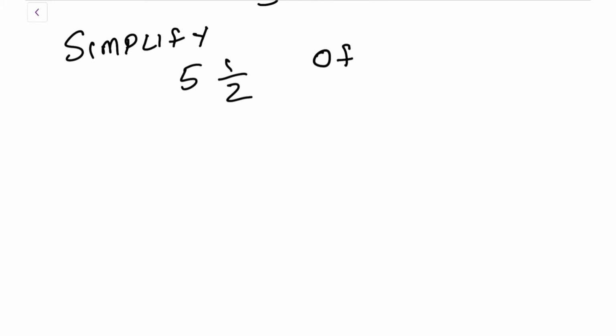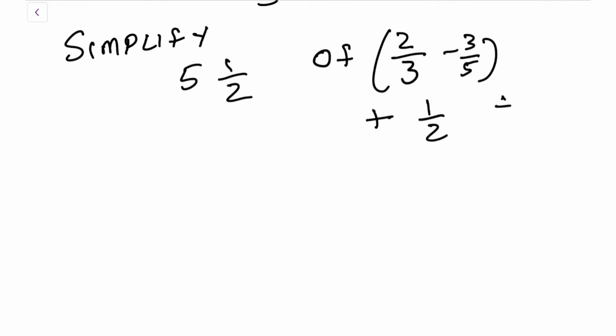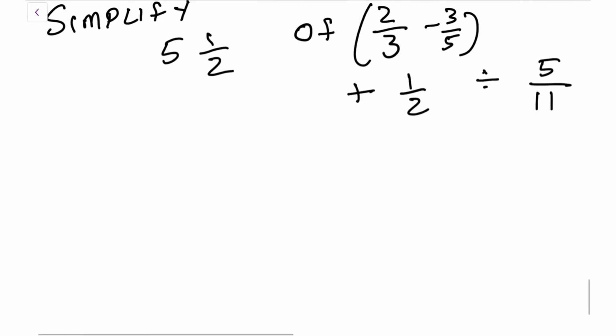Let's look at this question. Simplify 5 1 by 2 of (2 by 3 minus 3 by 5) plus 1 by 2 divided by 5 by 11. As you can see, you have so many operators here. You have of, you have brackets, you have subtraction, minus, then you have addition, plus, then you have division as well. How do we solve a question like this?